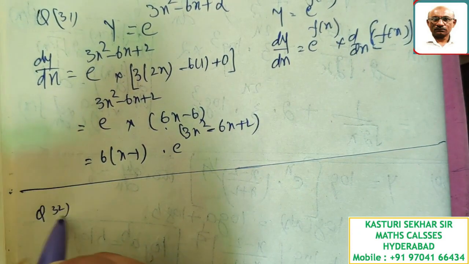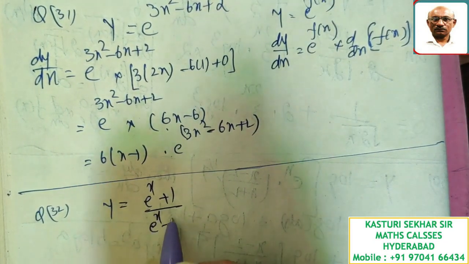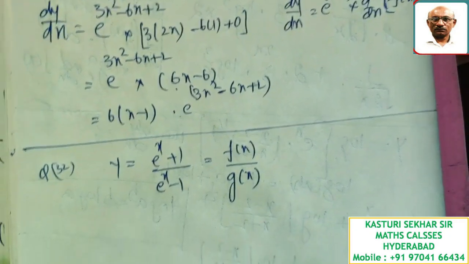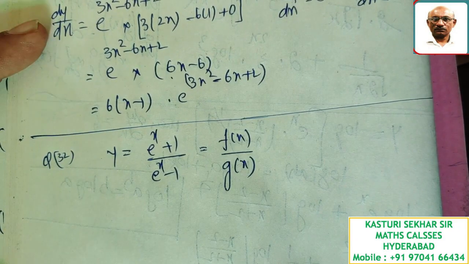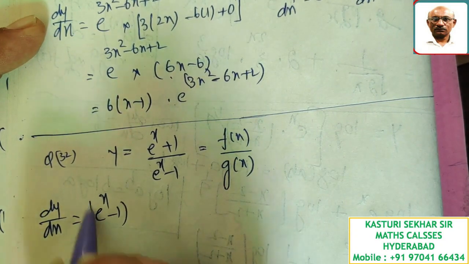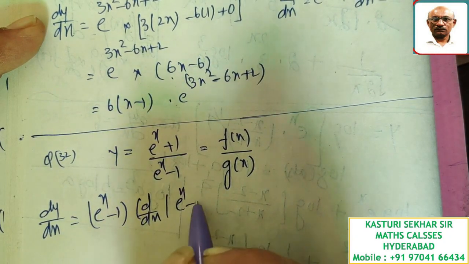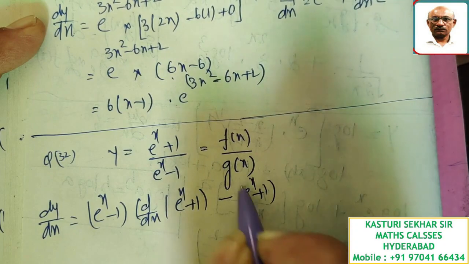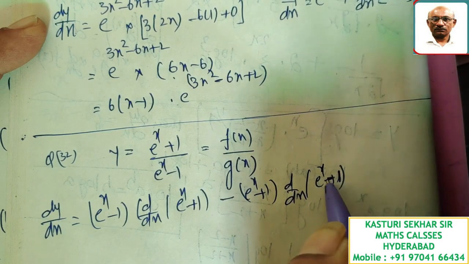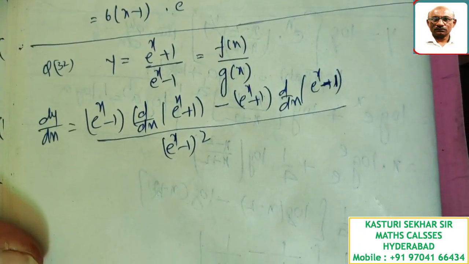Look at question number 32. y is equal to e power x plus 1 divided by e power x minus 1. This is of the type f of x divided by g of x, quotient rule. dy upon dx is denominator into numerator derivative, minus numerator into denominator derivative, divided by denominator whole square.